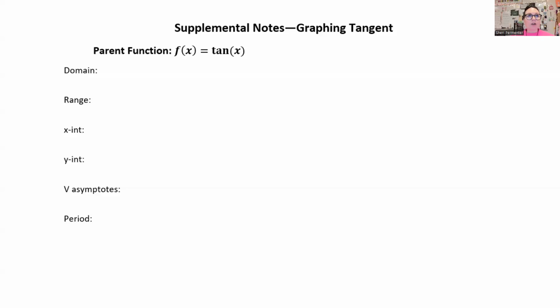So our notes for today are graphing tangent and learning about the equation's attributes. But first, we're going to start with the parent function. So the parent function of tangent, I'm going to sketch the graph off to the side. I'm going to start with x and y, and then I'm going to plot a couple of points and put on the asymptotes.